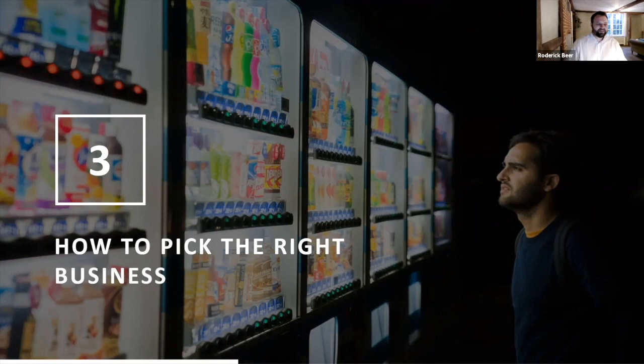We've got two more sections for the end of the day. So this section is about how to pick the right business or what to look out for. And then after that, the section is actually about just watching some companies pitch and having a little chat about it, which will be fun.